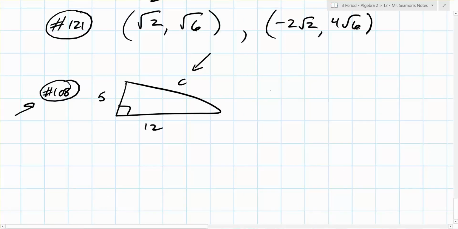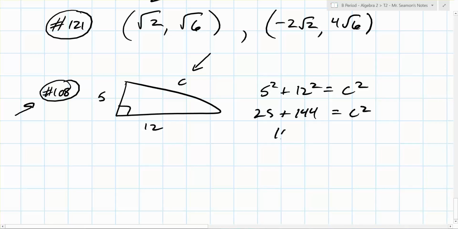Okay. So 5 squared plus 12 squared equals c squared. 25 plus 144 is equal to c squared. 169 is equal to c squared. C is 13. Done.